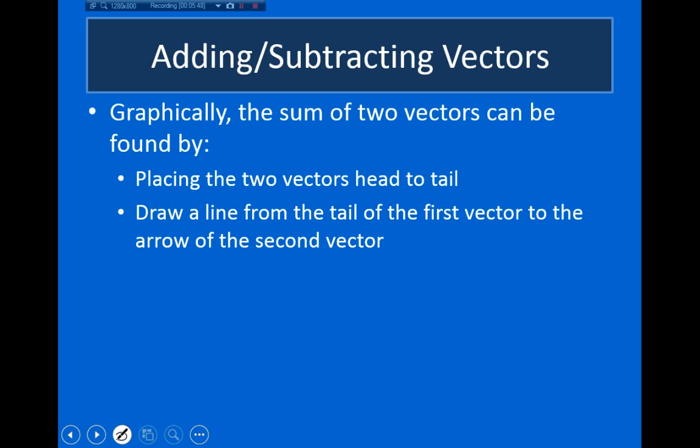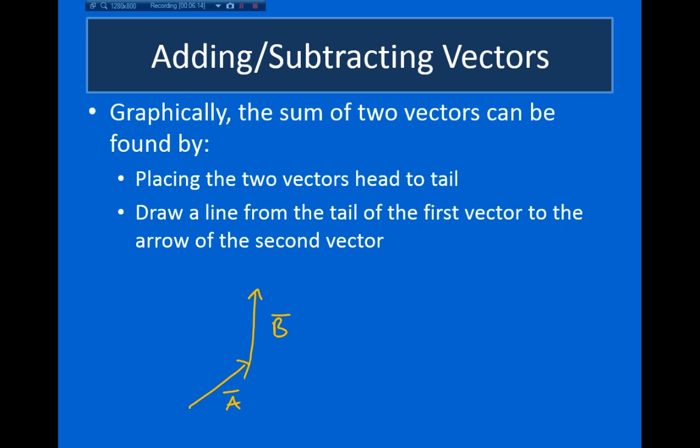So how do we graphically interpret the sum or a difference of a vector? Well, basically all you need to do is place the two vectors head to tail to take the sum. So if I have, say, some vector A, and I want to add it to a vector B, I place vector B at the head of vector A. So now they're placed head to tail like this.